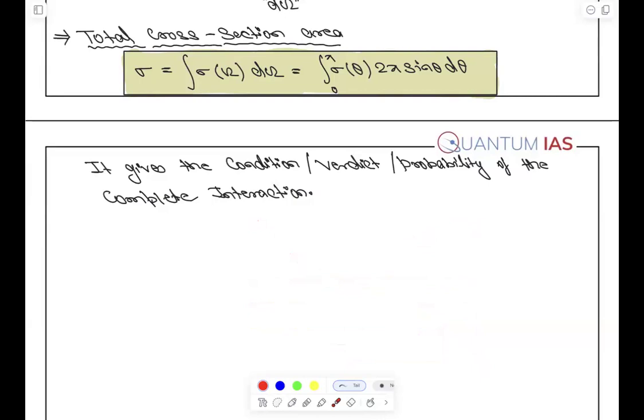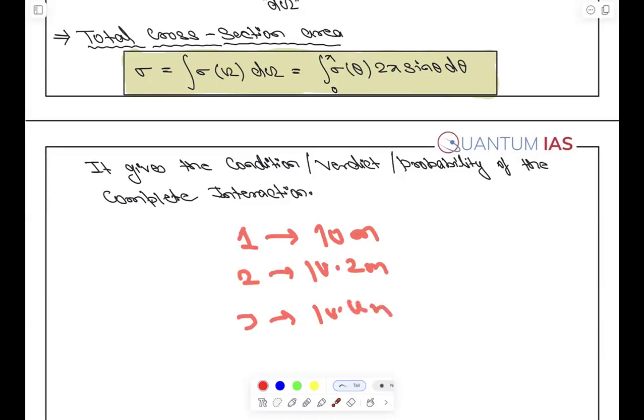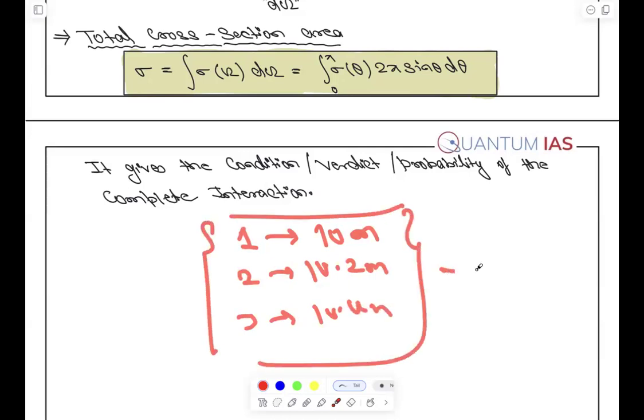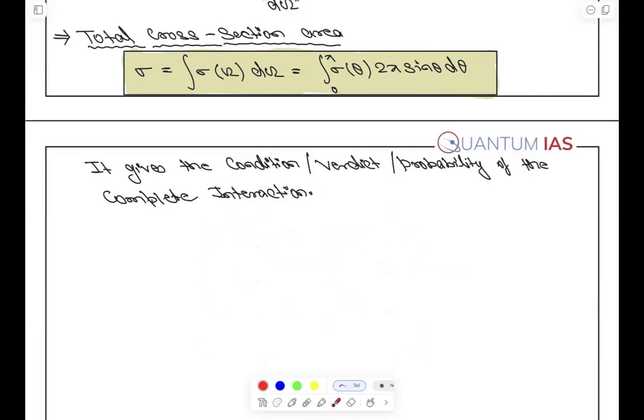समझ रहे हो मैं क्या बोल रहा हूँ? मान लो पहला पार्टिकल आया, वो बोला कि 10 मीटर है गैप, दूसरा आया वो बोला कि 10.2 मीटर है, तीसरा आया वो बोला 10.4 मीटर है. So a large number of particles will come out with their values. I will be able to more accurately find it. Yes or no? So this is what we mean by total cross section area, right?